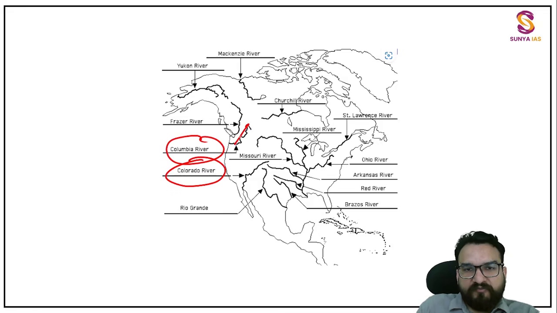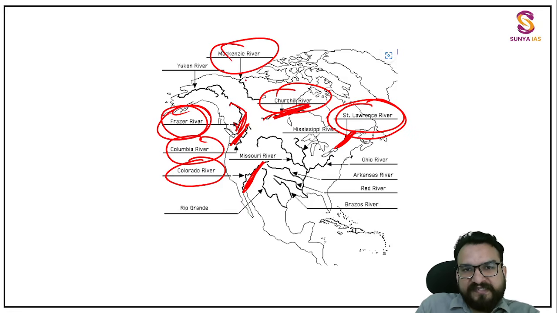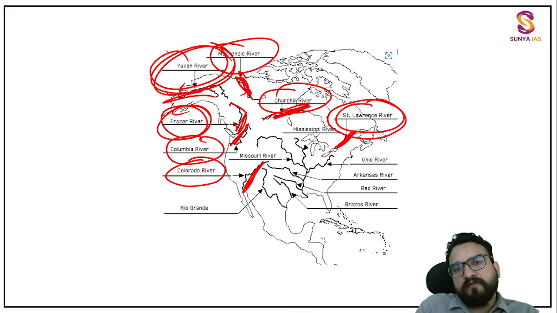Colorado, Columbia, I have told you. Right. St. Lawrence, I hope you are able to see. Churchill, I hope you are able to see. Fraser, Mackenzie, Yukon. Very easy to learn over here now, but we will not leave it to the North American continent.